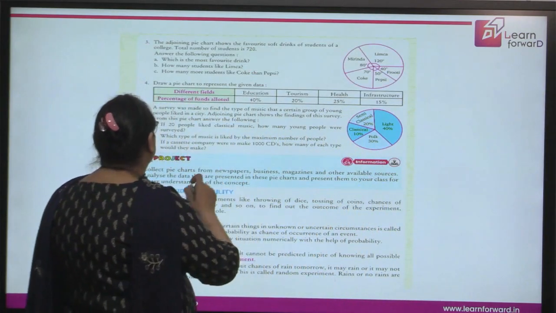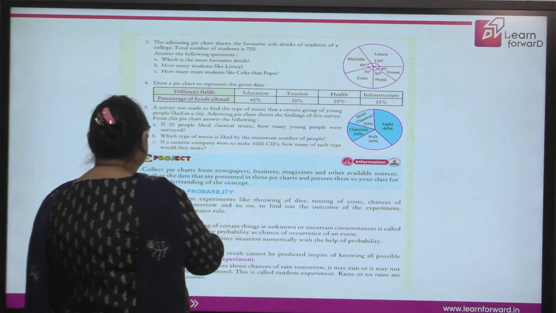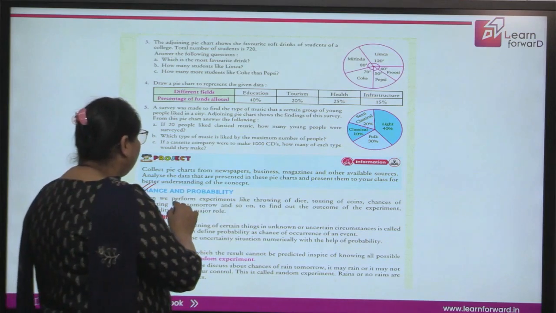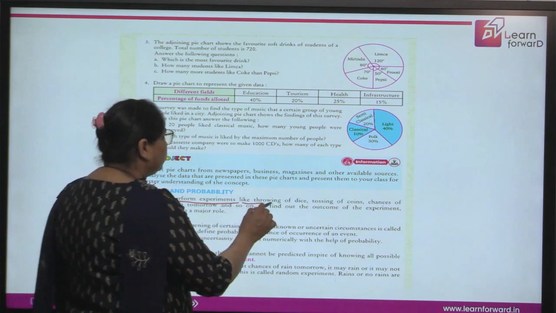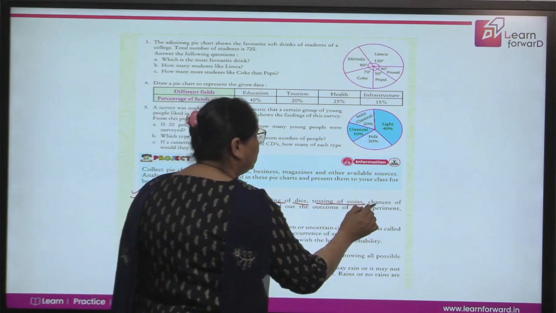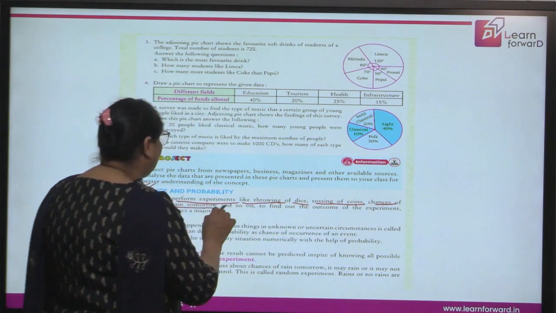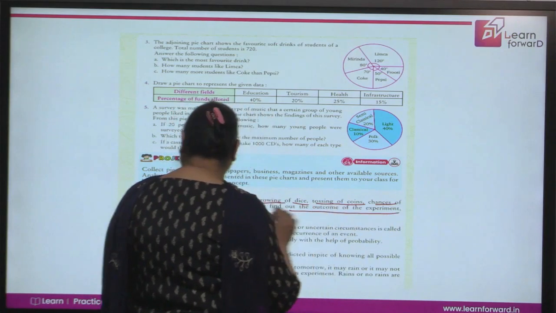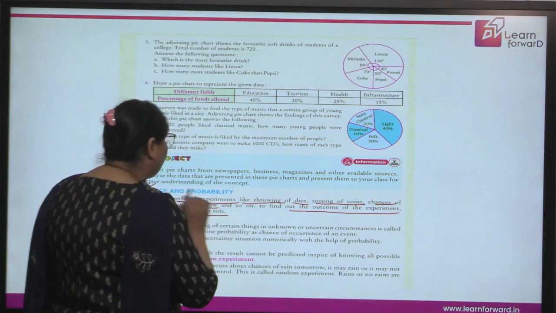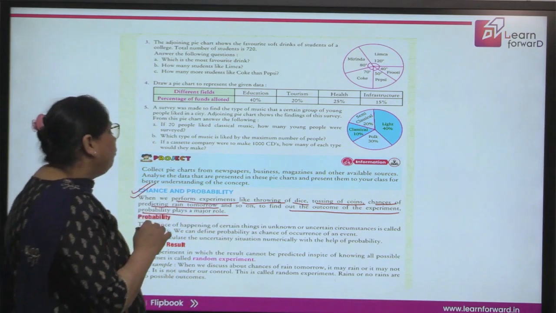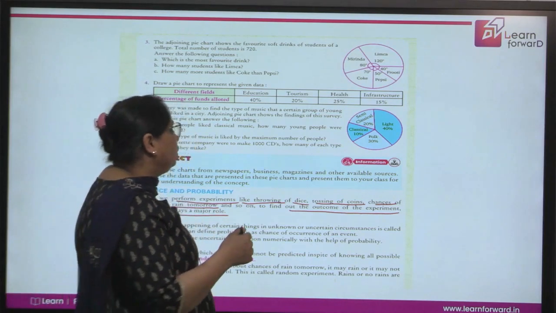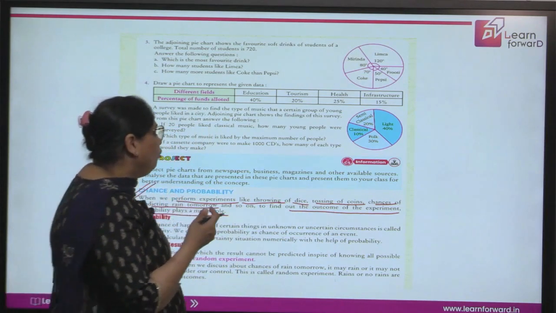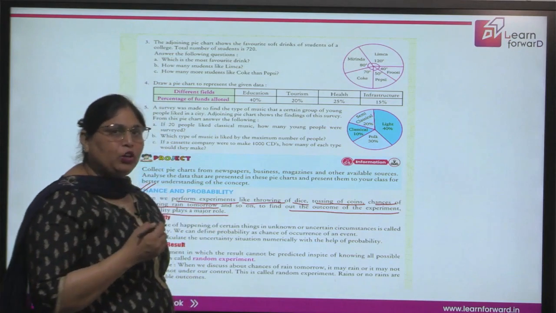Next topic is chance and probability. When we perform experiments like throwing of dice, tossing of coins, or predicting the chances of rain tomorrow, we have to find out the outcomes of the experiment. Probability plays an important role in that case.